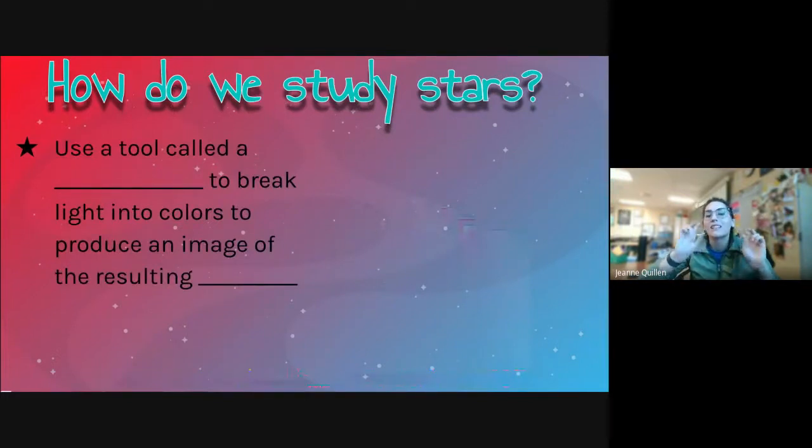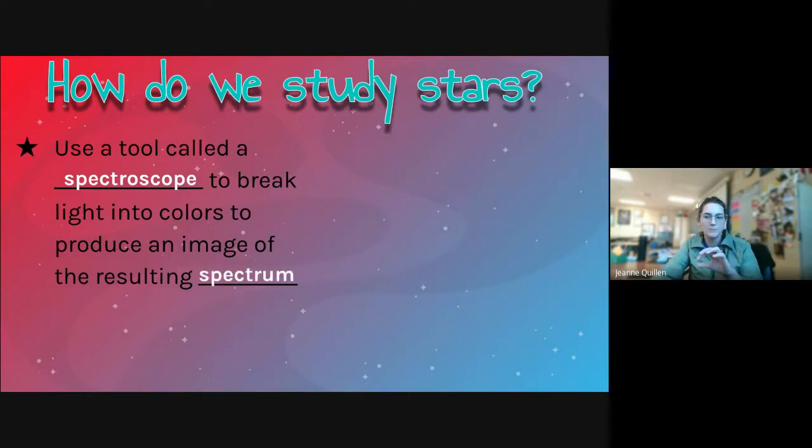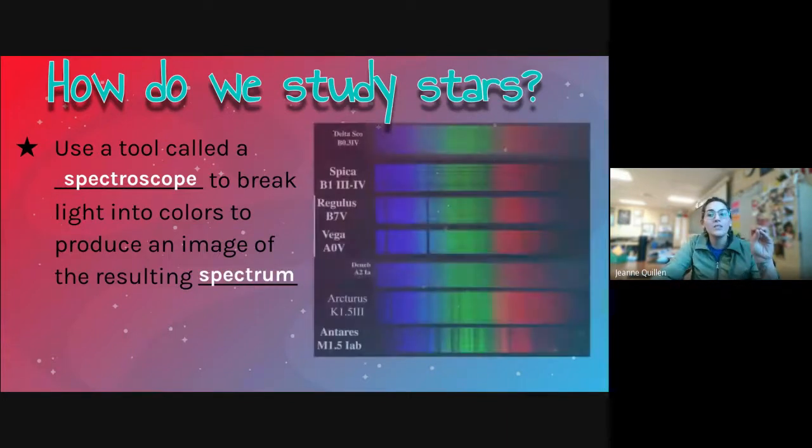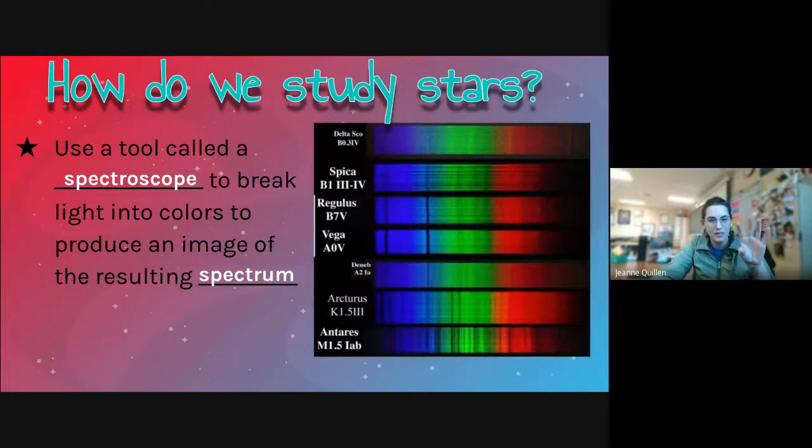So scientists also use a tool called the spectroscope. The spectroscope is used to break that light into colors, the light coming from the stars. It breaks that light into colors to produce an image of the resulting spectrum. That allows scientists to see what elements are found in that star, and they can figure out the composition of the star this way. So here's an image from spectroscopes of different stars.